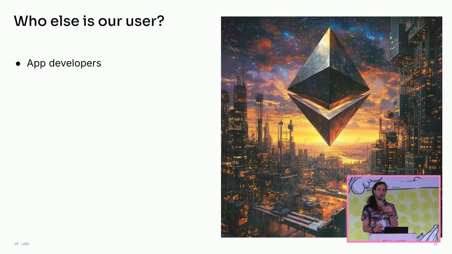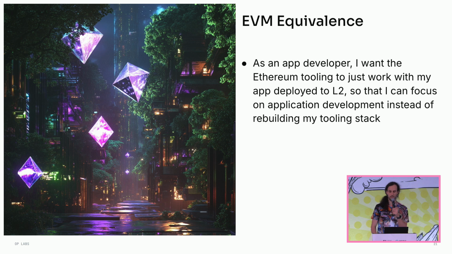Cool, so who else are our users? App developers. Let's talk about app developers. With the OP stack, we really care about EVM equivalence. As an app developer, I want the Ethereum tooling to just work with my app deployed to L2 so that I can focus on application development instead of rebuilding my tooling stack. The idea is that you never really want to surprise developers building on your platform. You want it to work the way that they expect.